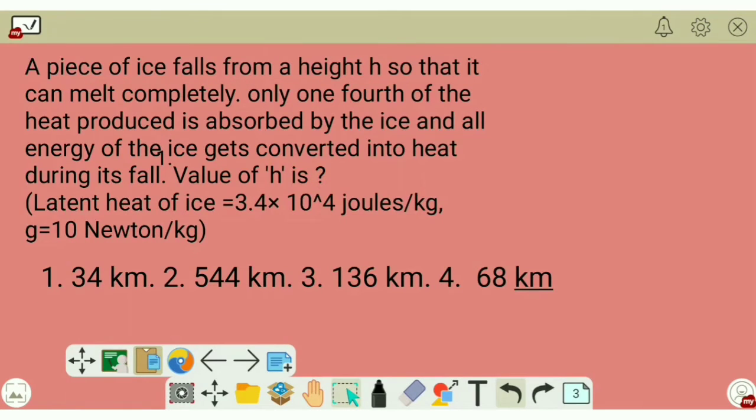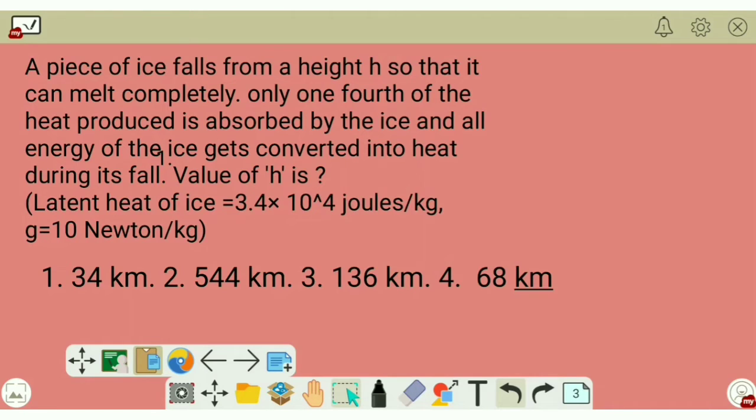So first read the question. A piece of ice falls from a height h so that it can melt completely. Only 1/4 of the heat produced is absorbed by the ice, and all energy of the ice gets converted into heat during its fall. What is the value of h? Given that latent heat of ice is equal to 3.4 into 10 to the power 4 joules per kg, and g is equal to 10 newtons per kg.